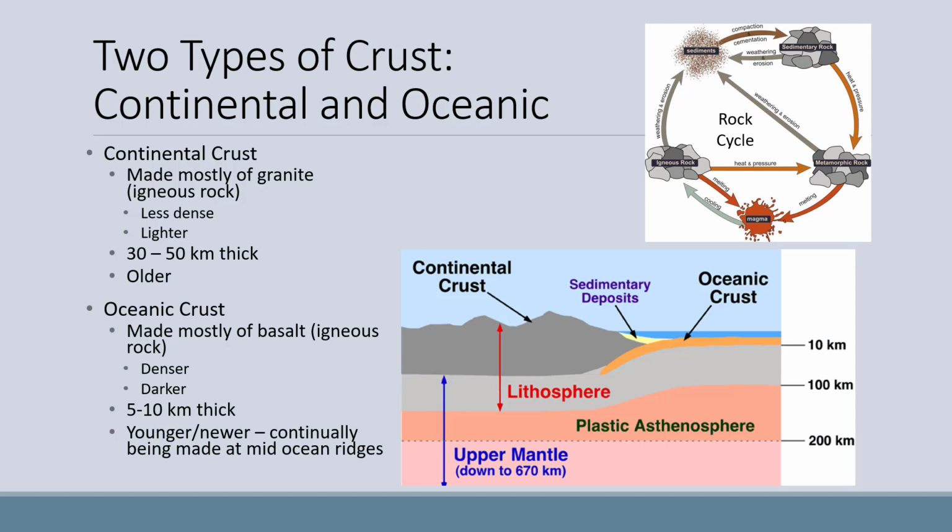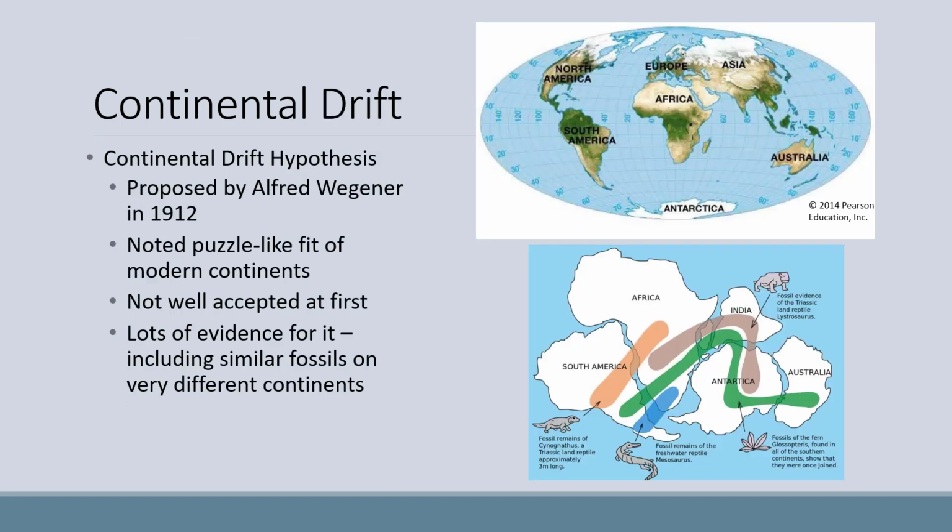Next is oceanic crust, which is made mostly of basalt, which is another type of igneous rock. It is denser and darker. It is about 5 to 10 kilometers thick. It's also younger or newer than continental crust since it is continuously being made at mid-ocean ridges and subducted at convergent plate boundaries. We will cover the different plate boundary types later in the lecture.